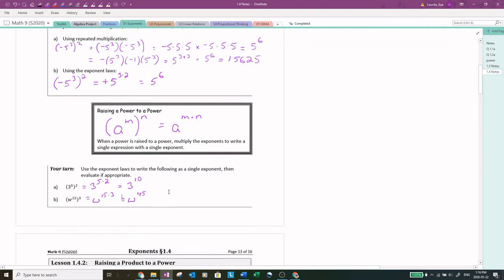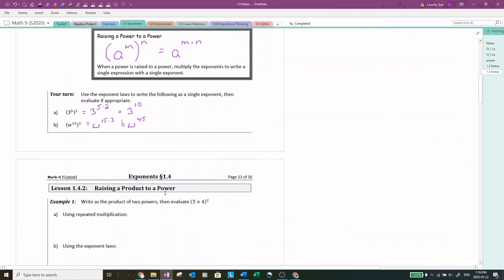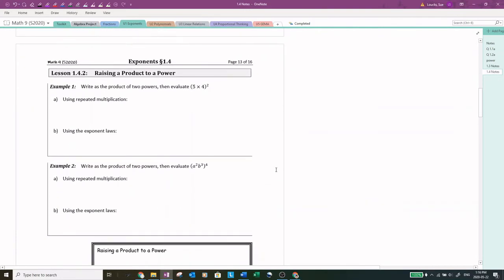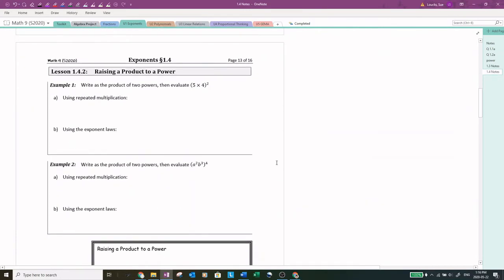All right, how did you do? I think these rules are all pretty straightforward. It's just a matter of remembering to use them, and using the right one at the right time. All right, let's look at the next example, raising a product to a power.